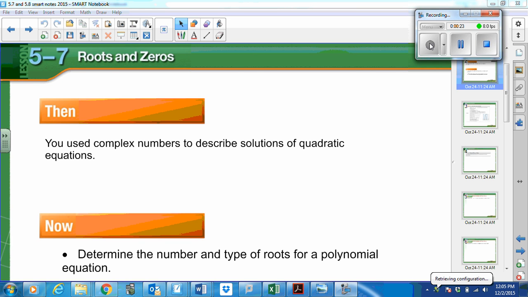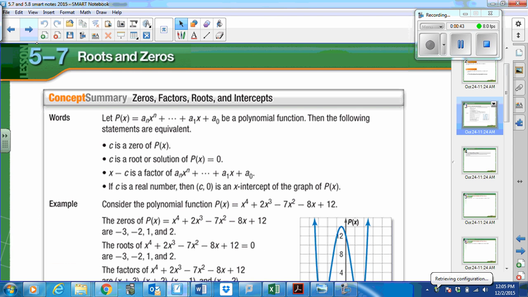And now we're going to determine the number and type of roots for a polynomial equation. Now keep in mind that we're not going to use Descartes' theorem. I've cut that out of section 5.7. So if I happen to assign a homework problem that's around Descartes' theorem, please skip that one and go on to the next one. So you'll see where we're headed today.